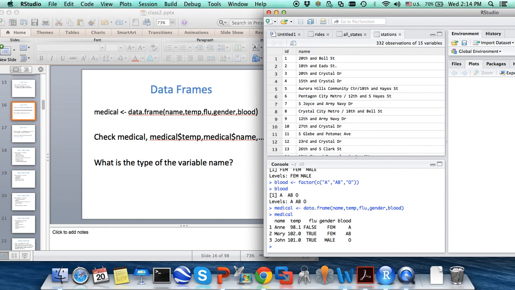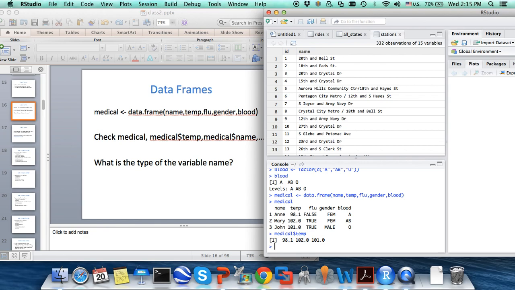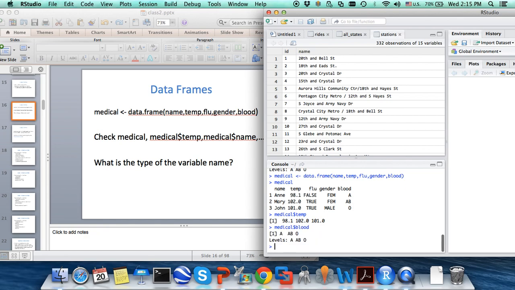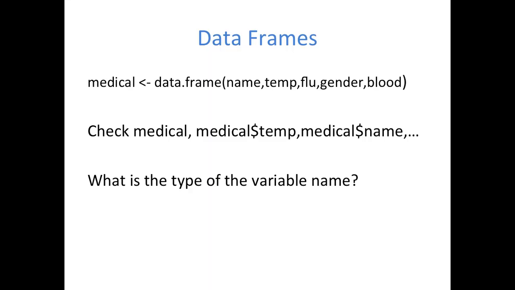Okay. If you want to access a specific feature, you can use the $ sign. So name of the data frame, dollar sign, name of the variable is going to give you all the values for that specific variable. Okay. Similarly, you can have medical$blood, and it will give you the blood type with the types of levels that it has. Okay.